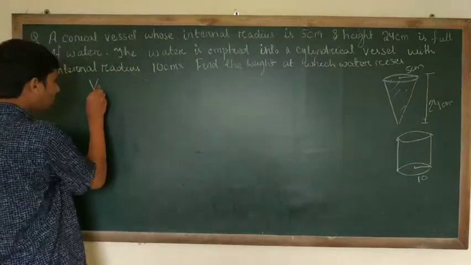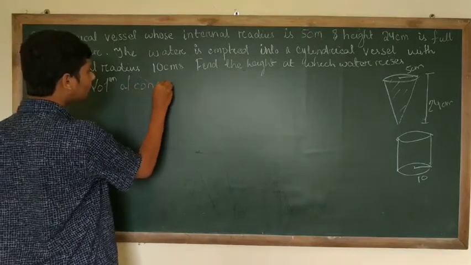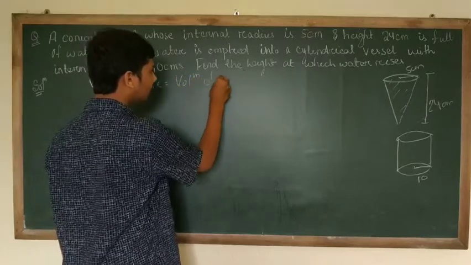So the volume of the cone is equal to the volume of the cylinder.